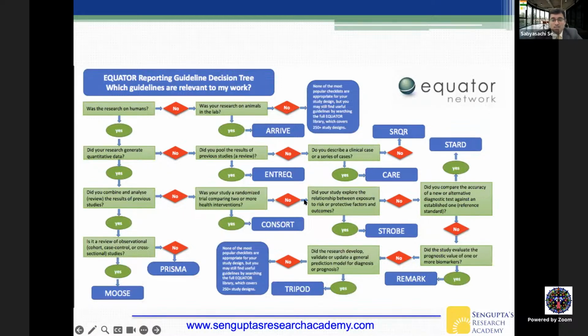If it's a no, then the next question is, did your study explore the relationship between exposure to risk or protective factors and outcomes? And most of the time, this will be yes, because that's what we are really doing if we are not randomizing. So the answer is STROBE. So this will lead you to the exact checklist that you should use, because you are new and you don't know which checklist to use. This can also help in actually choosing the checklist.